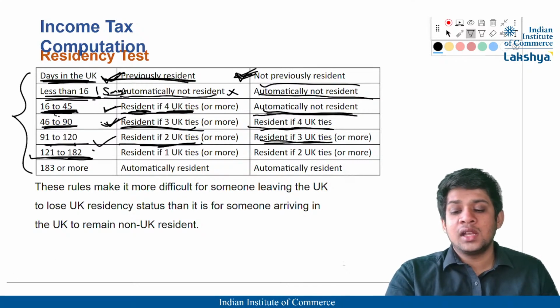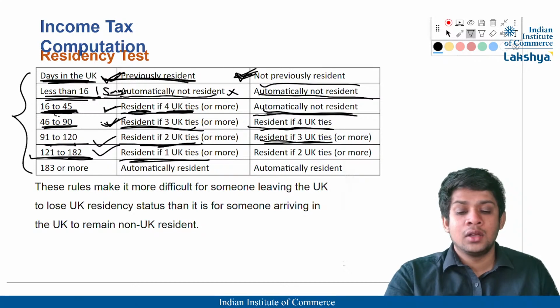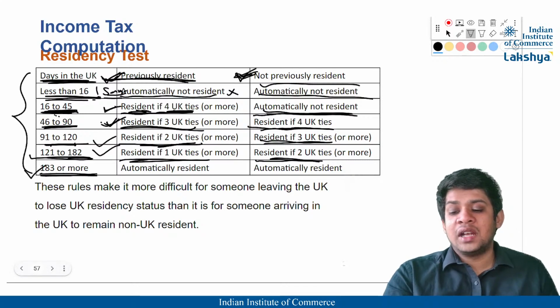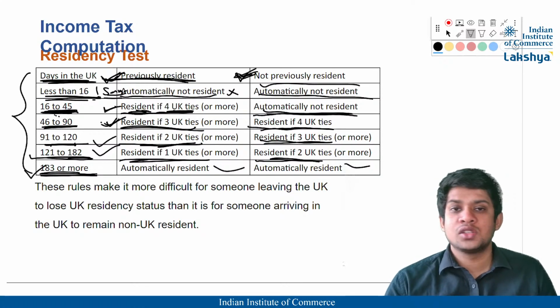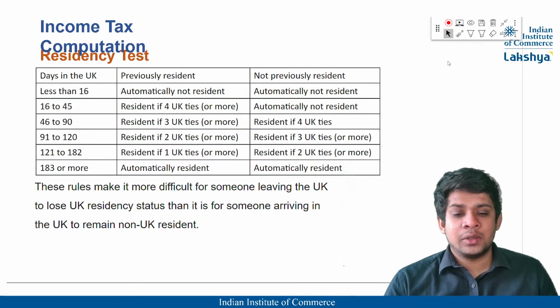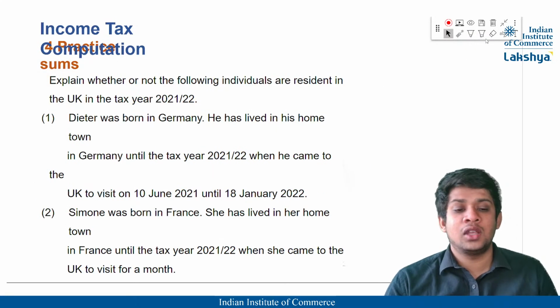121 to 182 days, he has to just meet 1 UK tie. Okay. And if he was not previously resident, he has to meet 2 UK ties. And lastly, if it is 183 days or more, he will automatically be a UK resident, that we already saw. Okay. So I hope this is clear, guys. Let's get started with a little bit of questions on this, which will make you clear regarding the topic.